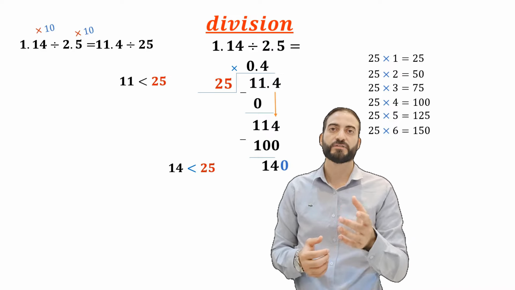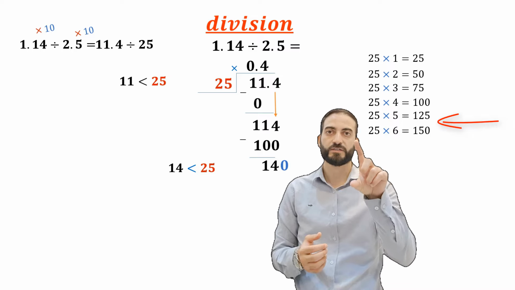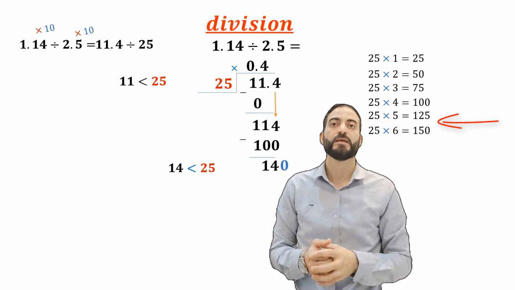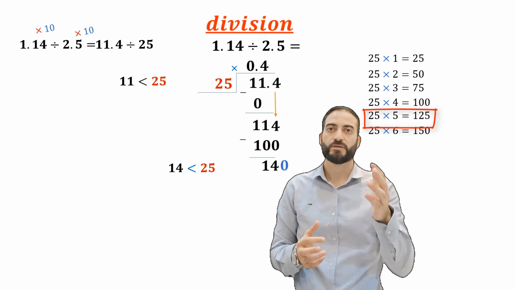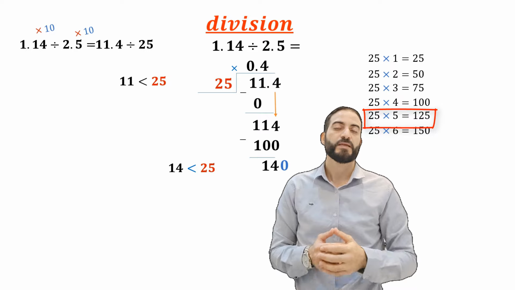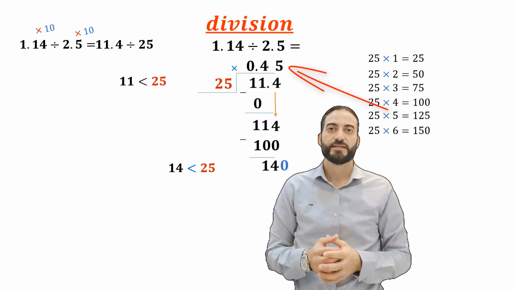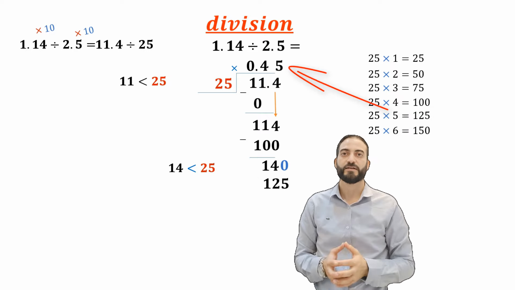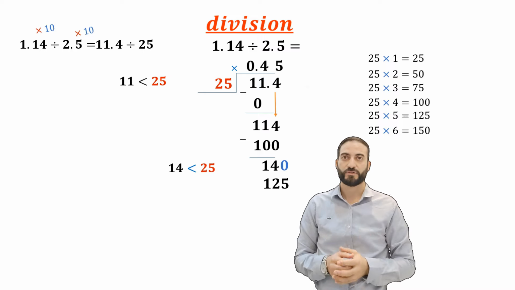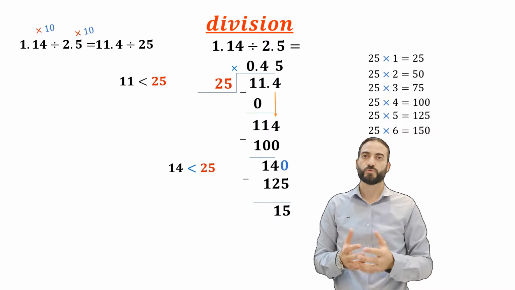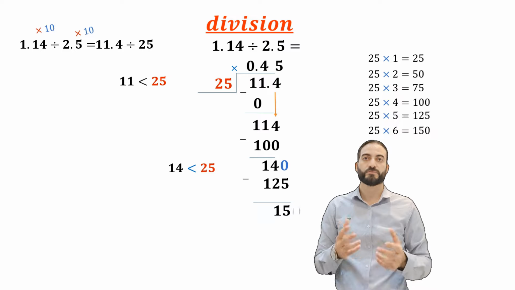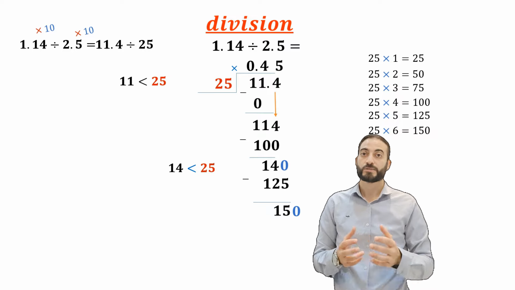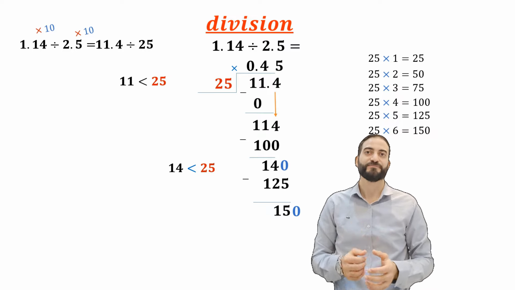We find that 140 is here between 125 and 150. So we take the smaller one, 25 times 5 equal 125, and put this 5 here and immediately multiply it by 25 to get 125. Now we do a subtraction to get 15. Because 15 is smaller than the divisor, we can put 0 here, so we have 150.